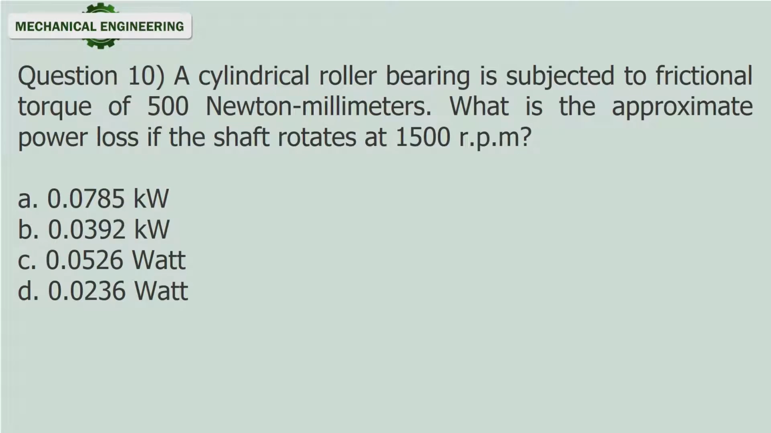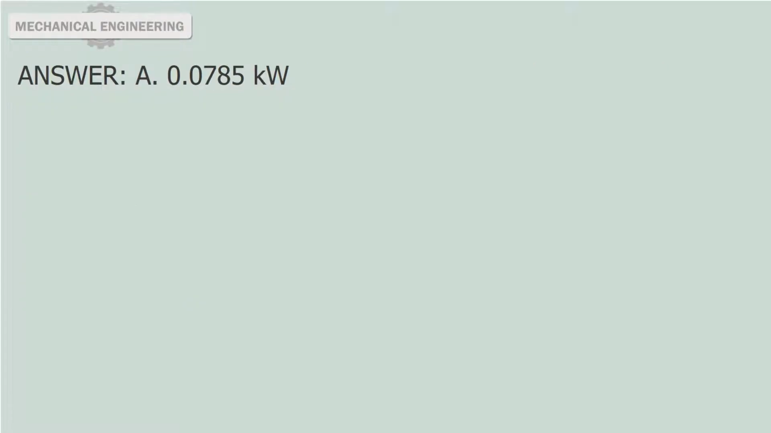Question 10. A cylindrical roller bearing is subjected to frictional torque of 500 N mm. What is the approximate power loss if the shaft rotates at 1500 rpm? A. 0.0785 kW. B. 0.0392 kW. C. 0.0526 W. D. 0.0236 W. Answer: A. 0.0785 kW.